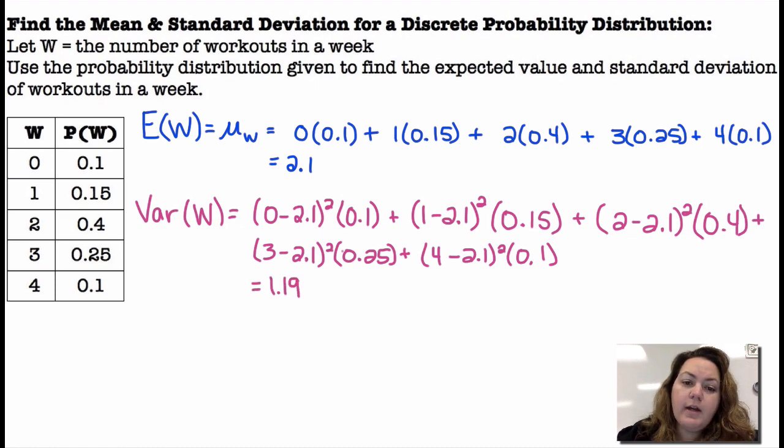Now that is the variance of W. I want to find the standard deviation, so I am going to take the square root of the variance because that's how you get the standard deviation, which gives me 1.09.